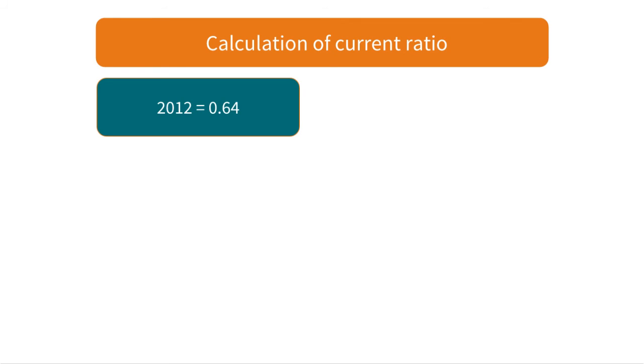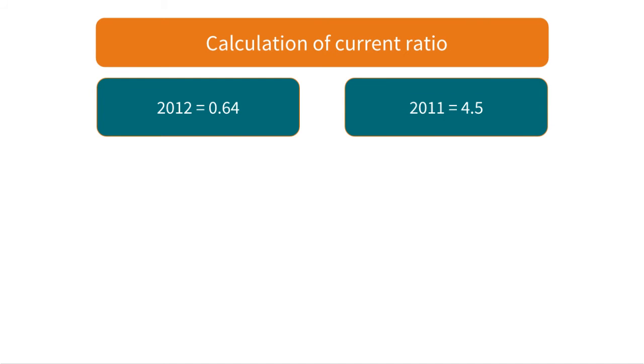Calculating the current ratio on the figures given in the scenario gives the following results. Taking total assets and dividing them by total liabilities for the current draft information for 2012 gives you a result of 0.64. Doing the same for 2011 gives you a result of 4.5. Businesses ideally should have a current ratio of at least 2. This would indicate that current assets can comfortably repay the current liabilities, and this was the case in 2011.